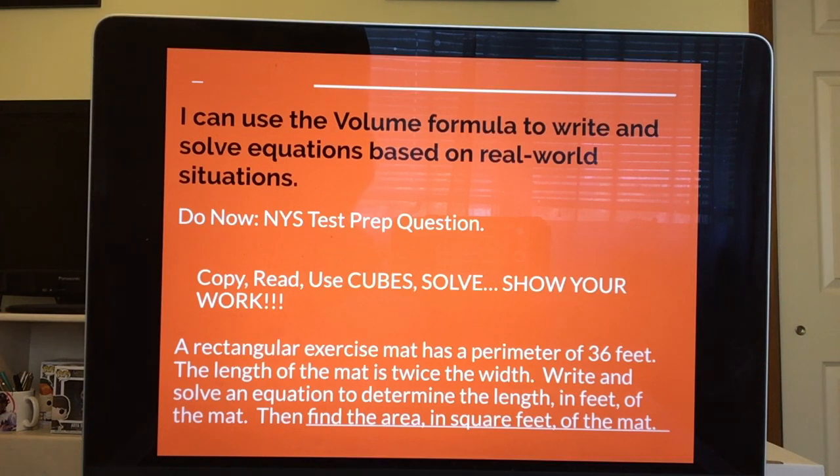It says that a rectangular exercise mat has a perimeter of 36 feet. The length of the mat is twice the width. Write and solve an equation to determine the length in feet of the mat. Then find the area in square feet of the mat. You can pause the video. I'll come back with the work in a minute.